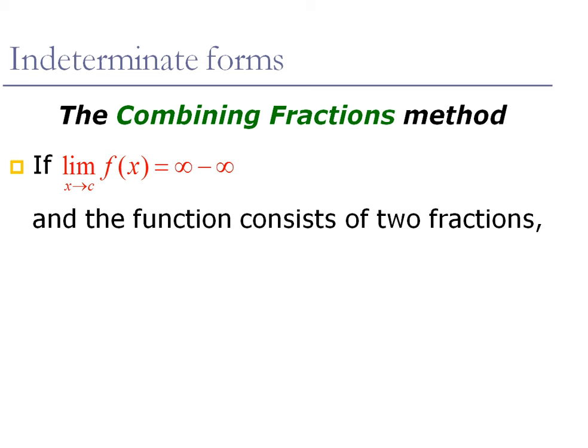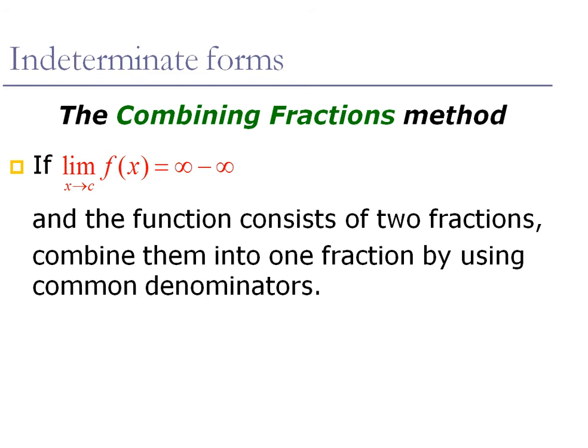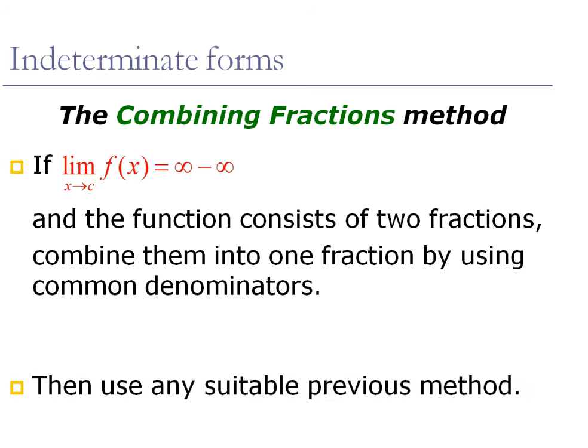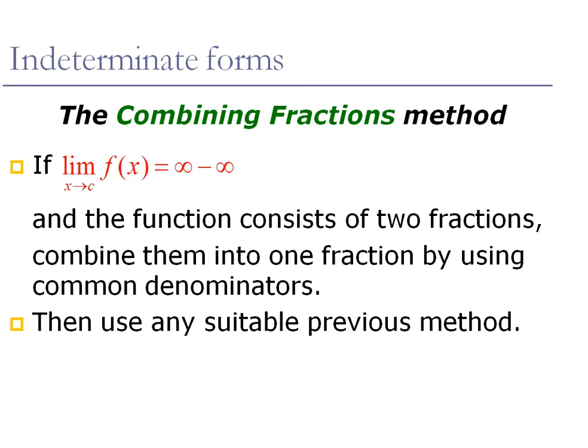But if we do have two fractions to begin with, what we can do is combine them into one fraction only by using common denominators. Then guess what? After you have combined it into one fraction, we can use one of the previous methods. We can use factor and cancel if we can, or maybe rationalizing, or any of the other methods we've seen so far, to again look for something in common to cancel, and once again hope that we're going to get the limit.